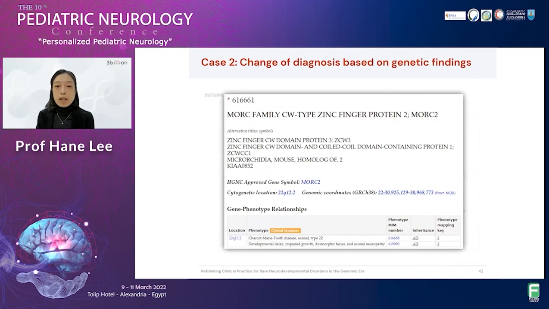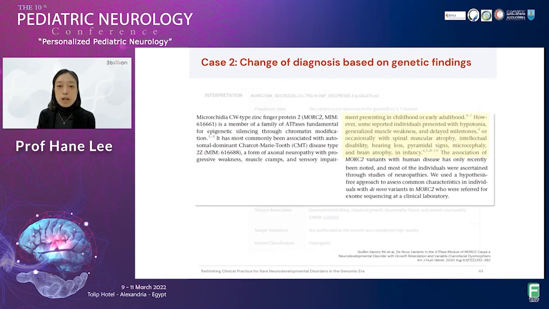In OMIM, we can see that this gene is associated with 2 different disorders, CMT type 2Z and developmental delay with impaired growth, dysmorphic facies, and axonal neuropathy. CMT was reported first from a handful of patients, but some of the patients diagnosed with CMT were reported to have additional phenotypes, as you can see here highlighted in yellow. So the authors of this paper, who first described this developmental delay syndrome, took a different approach. They collected all the patients with de novo variants in MORC2 and thoroughly assessed their phenotype to find common features. So it's a genotype to phenotype approach.